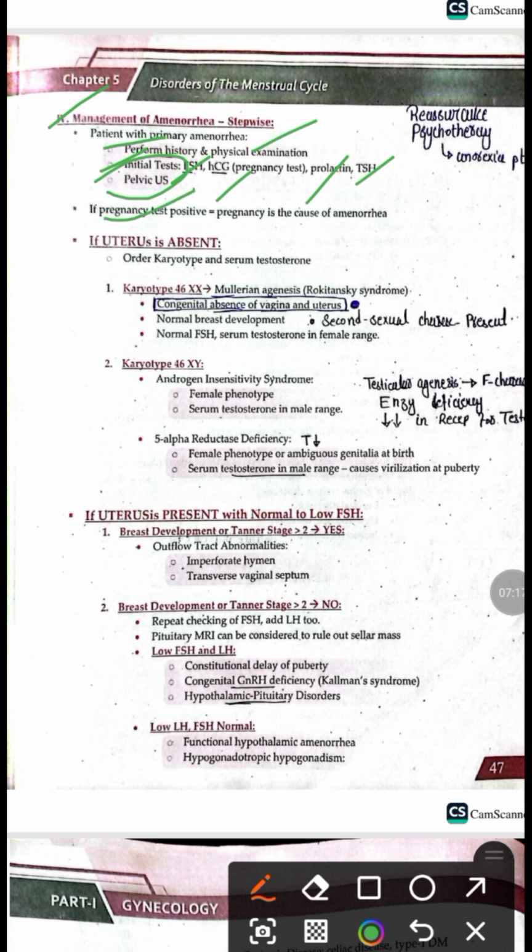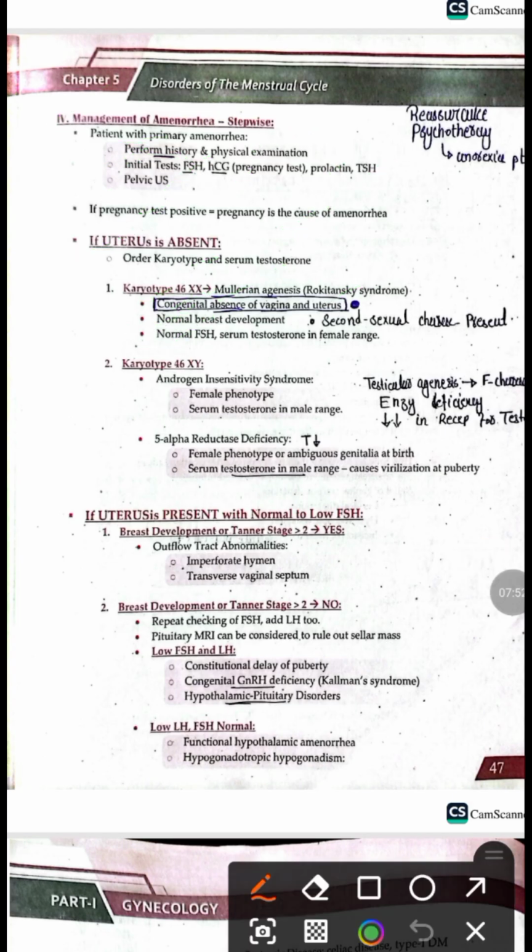If the pregnancy test is positive, then pregnancy is the cause of the amenorrhea. In case of primary amenorrhea, if the uterus is absent, then we do the karyotype and serum testosterone level. If the karyotype is 46 XX, it indicates Mullerian agenesis, also known as Rokitansky syndrome. In Mullerian agenesis, there is a congenital absence of the vagina and the uterus, but there is normal breast development and normal FSH, and the serum testosterone is in the female range.